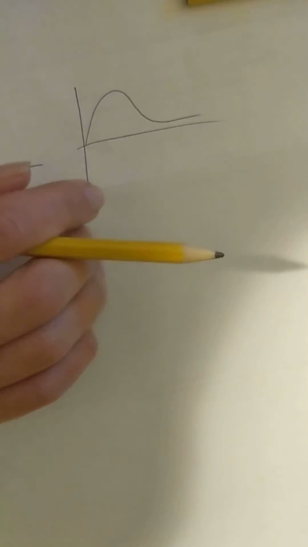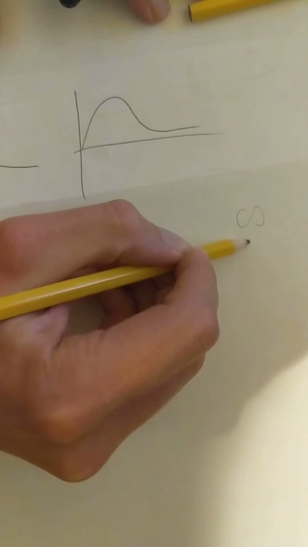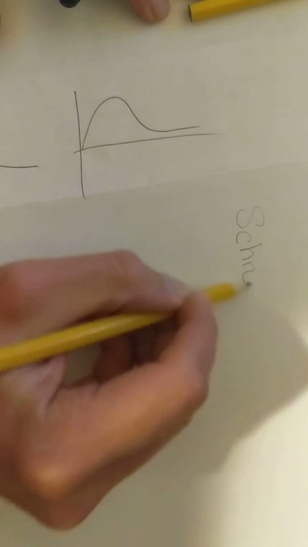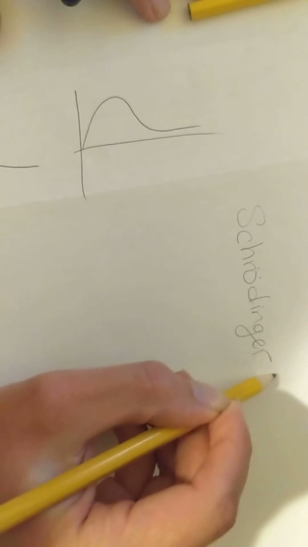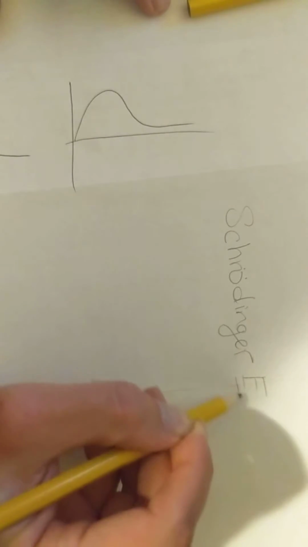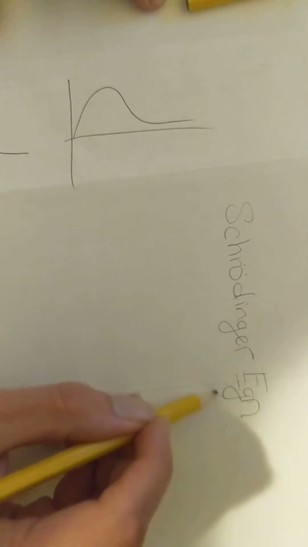Okay, so what we have to understand, the most important thing, is the Schrodinger Equation of quantum mechanics. Schrodinger Equation. I'm right. It's a G. That's not a Q. It's supposed to be a Q.